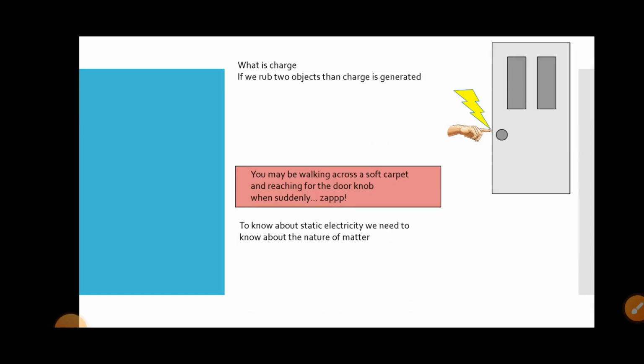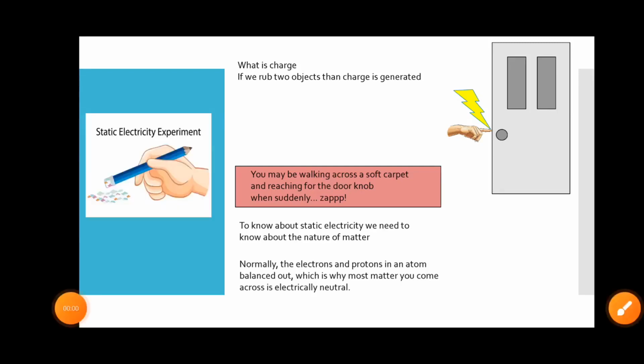So, to know about static electricity, we need to know about the nature of matter. Normally, the electrons and protons in an atom balance out, which is why mostly the matter you come across is electrically neutral. That's why we are safe touching each and every object. Otherwise, we would feel a spark or shock by touching each object. We all have done this experiment with a pencil and paper pieces.